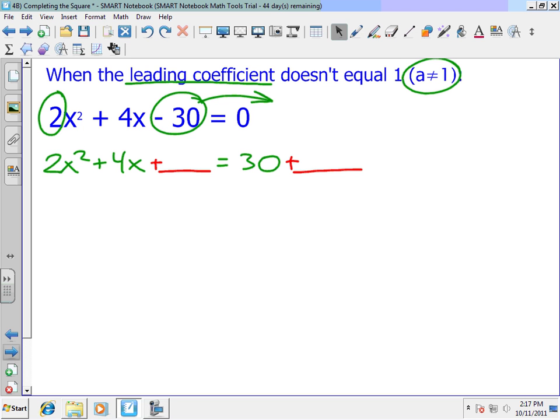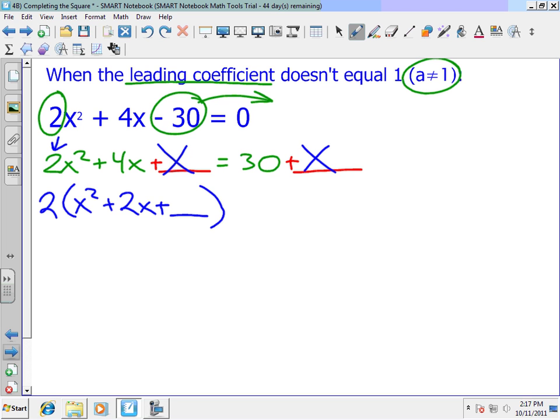But before I add a blank, again, I'm going to ignore this stuff for right now. What I have to do first is recognize that this 2 is in the way. So I need to take the 2 out. I'm going to factor a 2 out, and we have x squared plus 2x plus blank. I put the x there because a lot of students want to put that there, but you can't do that quite yet. You have to factor the 2 out. And notice when you factor it out, you have to take it out of the first term and the b term. So if I distributed the 2, you would again get 2x squared plus 4x.